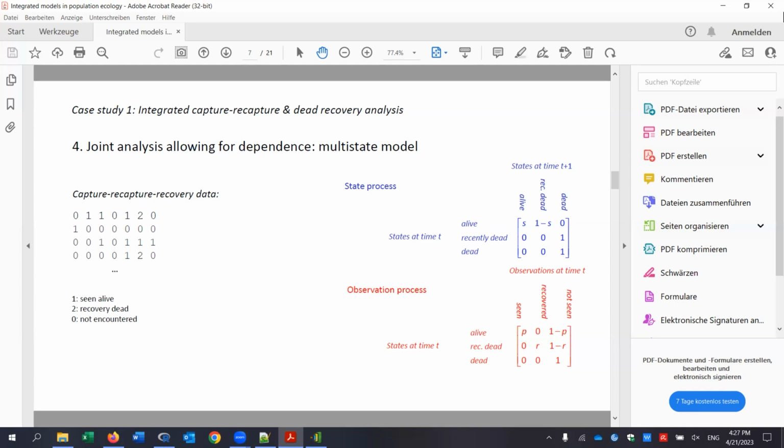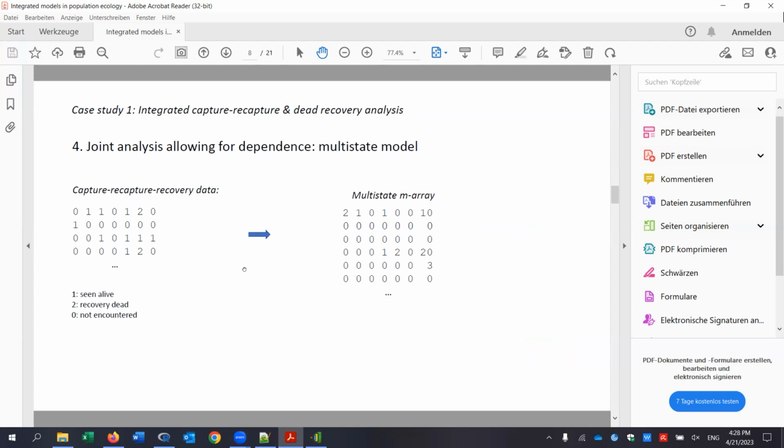So you can see here an individual may stay alive with probability S when it's still alive. It may become dead with probability 1 minus S, that's the mortality probability. It cannot move directly to this long-time dead state. But once it is recently dead, in the next time step it falls into the long-time dead state, and if they are dead, they remain there. Then we have our observation matrix here. Individuals that are alive can be seen with probability P, or they may not be seen. Individuals that are recently dead can be recovered with probability R, but just in this single year. Afterwards, they cannot be seen anymore. And long-time dead individuals, by definition, cannot be seen.